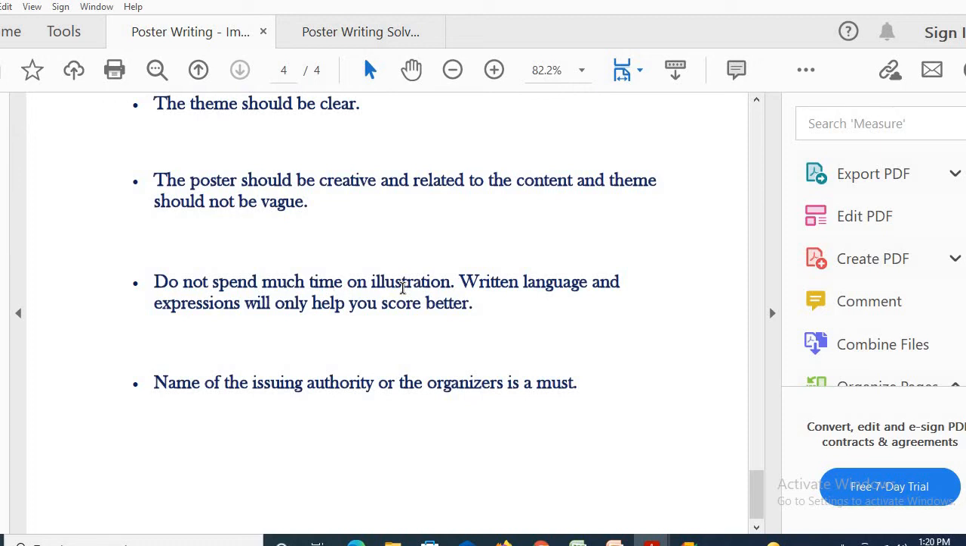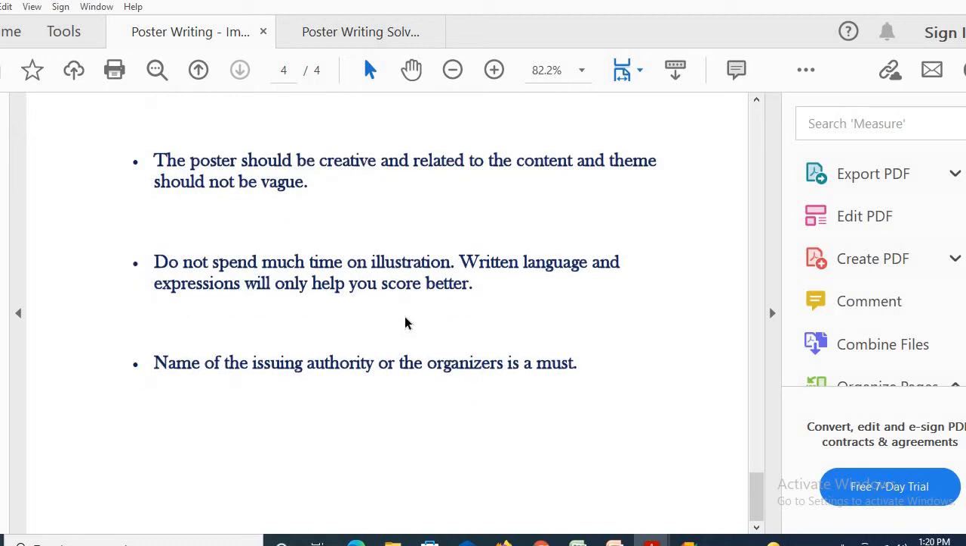Proper expression, frame it properly, give jingles, slogans properly, date of the issuing authority, mention it properly, highlight important points. Trust me, you will get full marks. If you can do sketch or illustration, that is your bonus. But if not, then in that case, pay more emphasis on the written language and the expressions, because ultimately it will help you to score better.